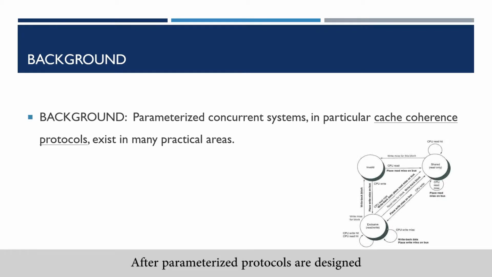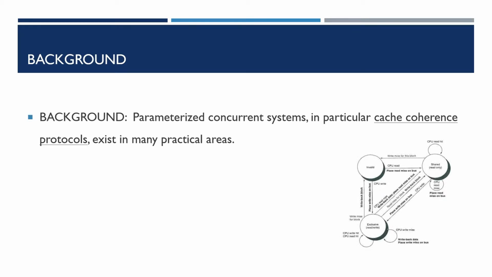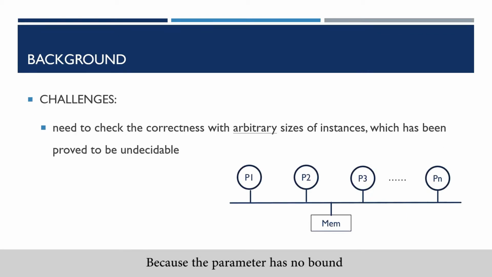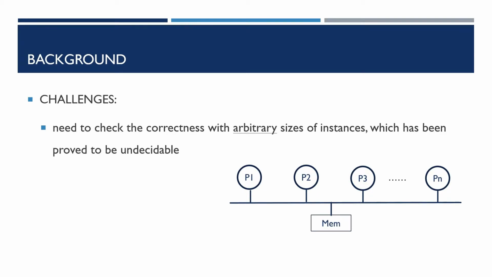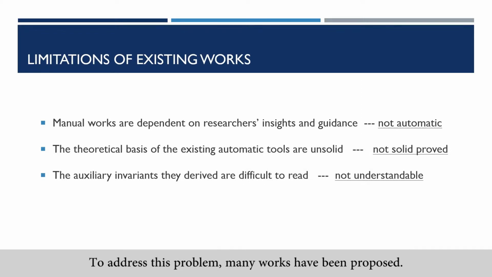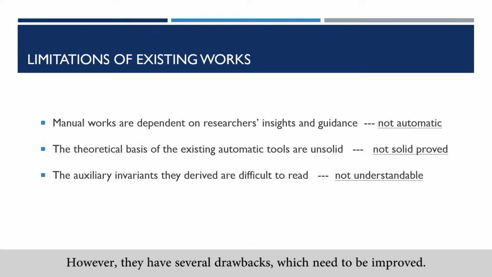After parameterized protocols are designed, how can we know whether they are correct? Because the parameter has no bound, enumerating all of them is impossible. Therefore, it is necessary to verify it with more realistic solutions. To address this problem, many works have been proposed. They fall into 2 main categories: manual and automatic works. However, they have several drawbacks, which need to be improved.